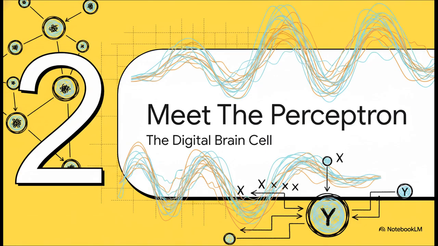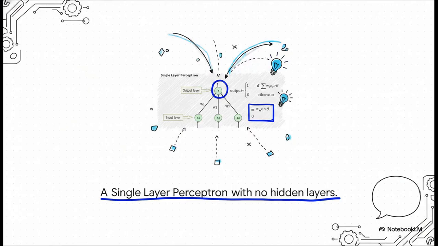Moving right along to Section 2, meet the perceptron, the digital brain cell. Meet the foundational building block of artificial neural networks, the single-layer perceptron. Notice how there are absolutely zero hidden layers here. It's incredibly straightforward. You've got your input layer at the bottom, x1, x2, x3, and an output layer right at the top.